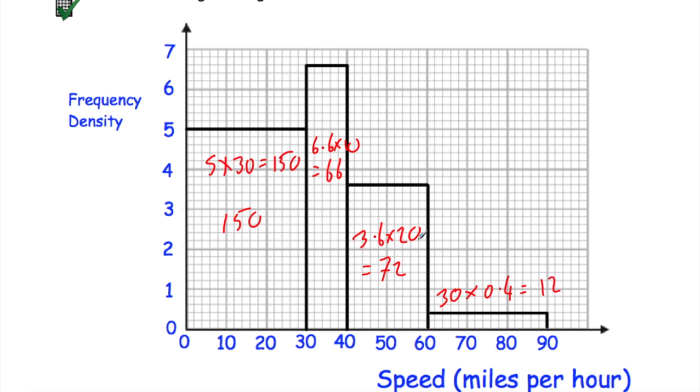So we can now work out how many cars are all together. Let's add them all together. Let's do 150 plus 66 plus 72 plus 12. And that's equal to 300.